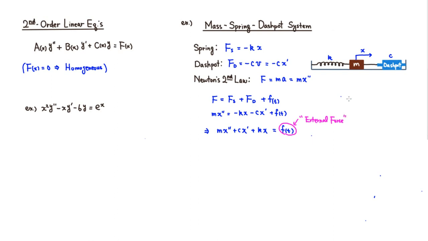But you can see that the differential equation for the mass spring dashpot system is a perfectly formatted second order linear equation. In this case, if there's an external force, this is going to be non-homogeneous because the right-hand side is not equal to 0. But if there's no external force, it's going to be a homogeneous equation. All right, that's it. I hope that this was clear.